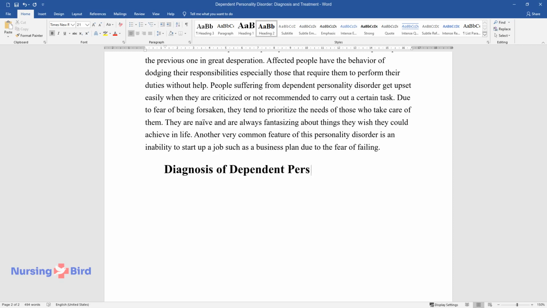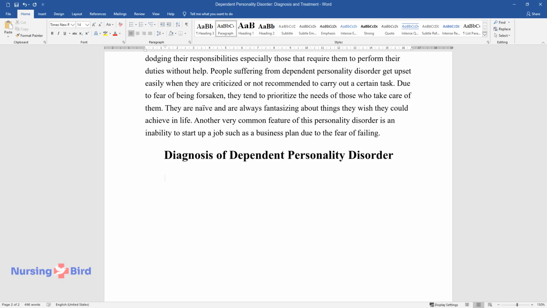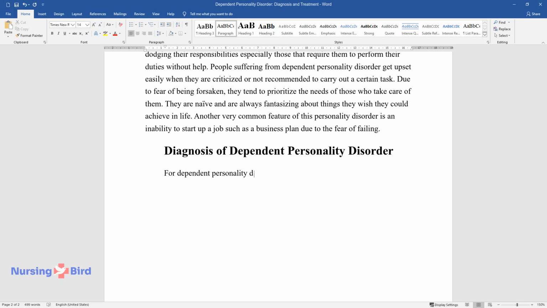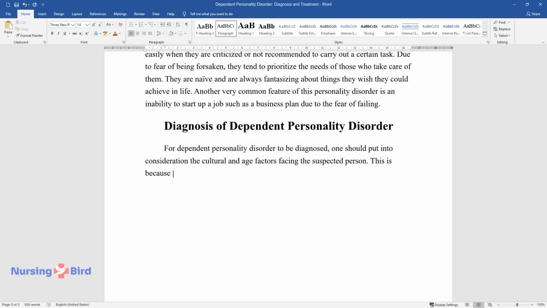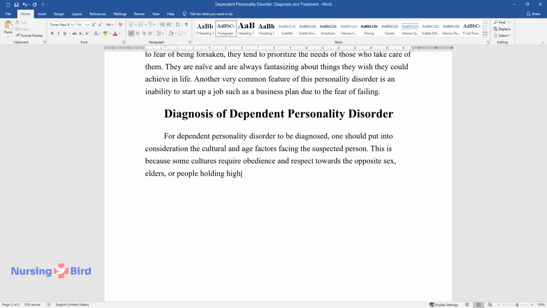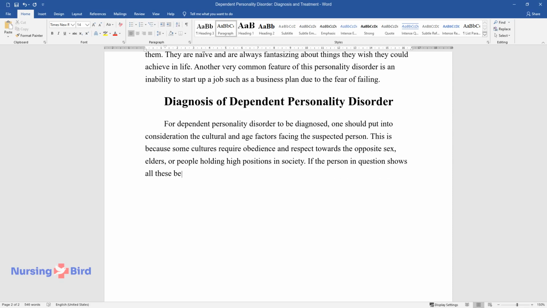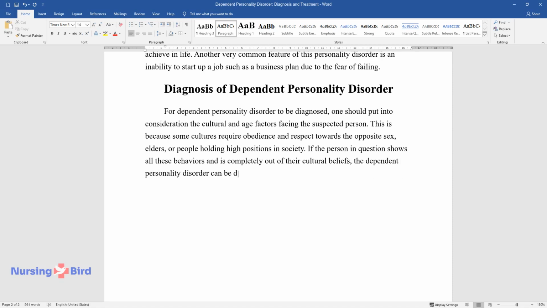Diagnosis of dependent personality disorder. For dependent personality disorder to be diagnosed, one should take into consideration the cultural and age factors facing the suspected person. This is because some cultures require obedience and respect towards the opposite sex, elders, or people holding high positions in society. If the person in question shows all these behaviors and is completely out of their cultural beliefs, the dependent personality disorder can be diagnosed.